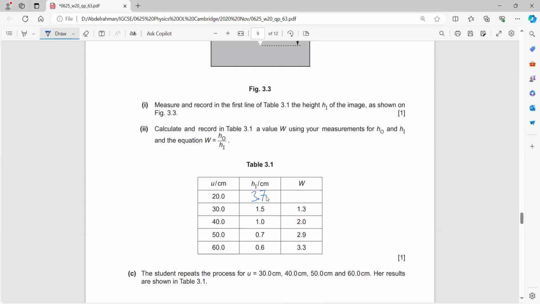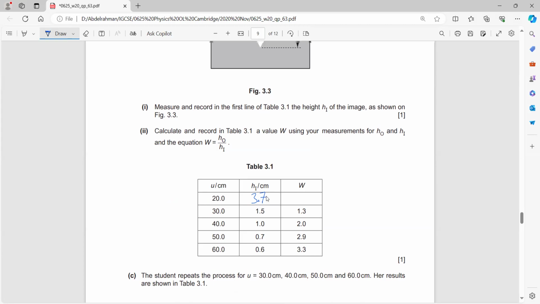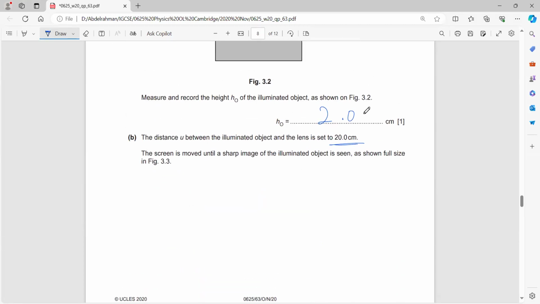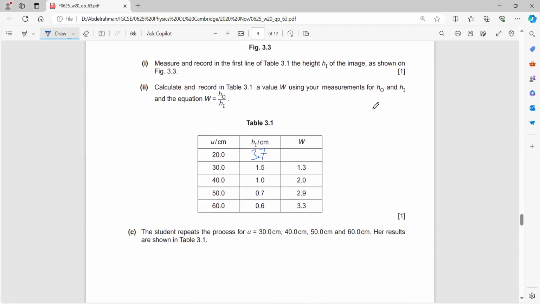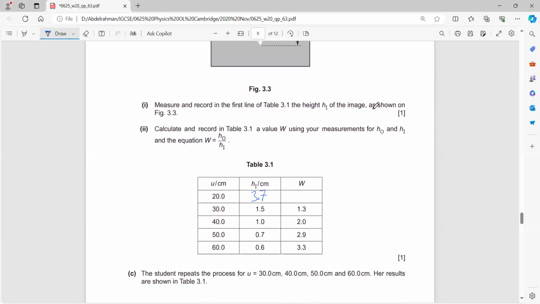After that, you should calculate 1.8 over 3.7 to get the magnification. But h0 was not 1.8, it was 2.0. I know you calculated 1.8, but let's all use the same numbers for now. So it is 2.0 divided by 3.7, which should be 0.54.